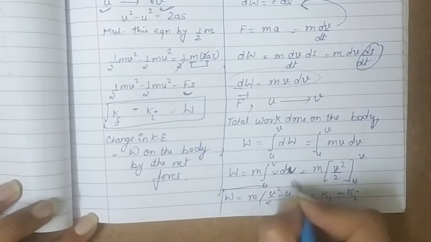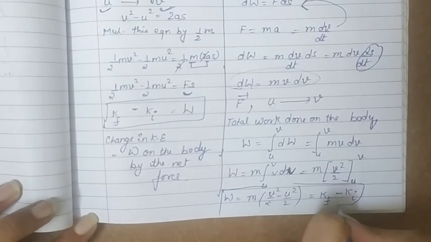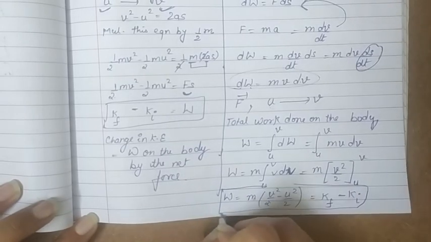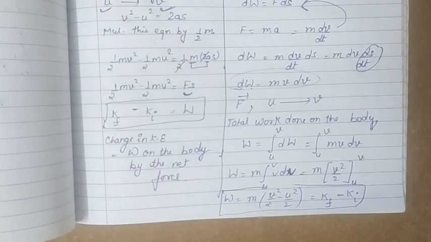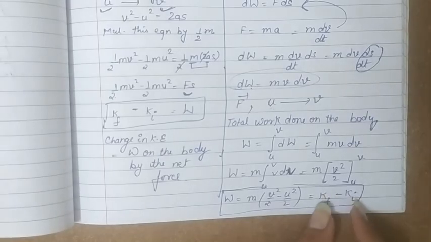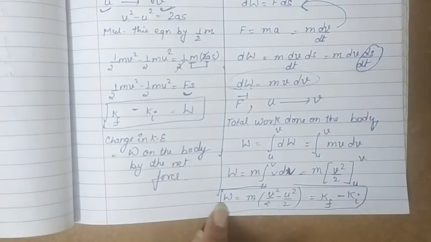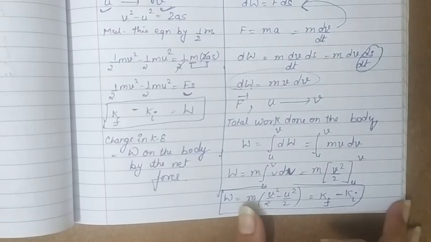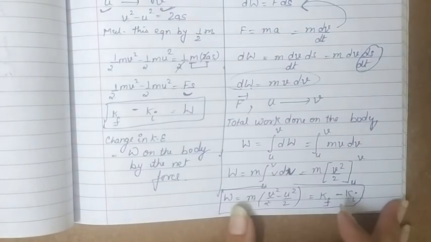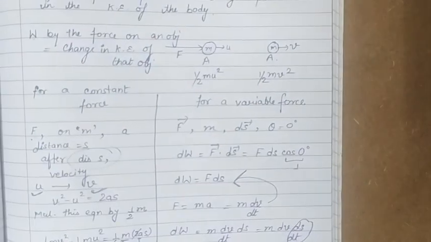So again here we have proved that the work done is equal to the change in kinetic energy. That means the difference between final and the initial kinetic energy, this is the change in kinetic energy of the body, and it is equal to the work done on that body by the force that we are applying. So this is how we can prove work energy theorem for variable force. So that's all for the work energy theorem.